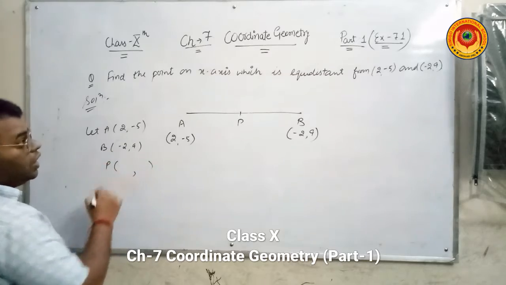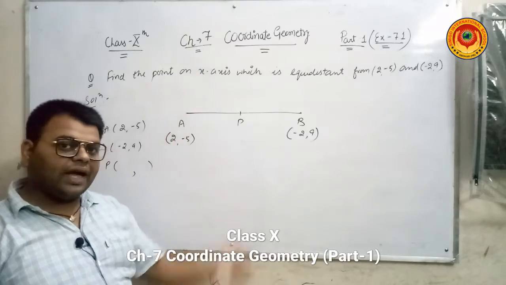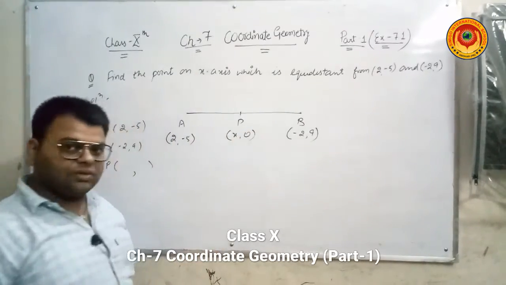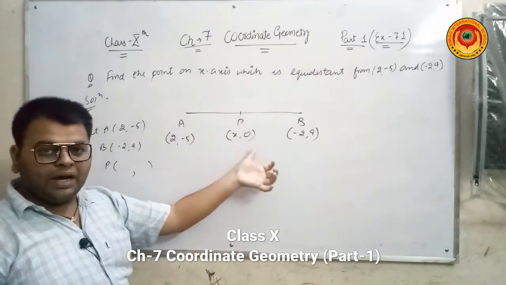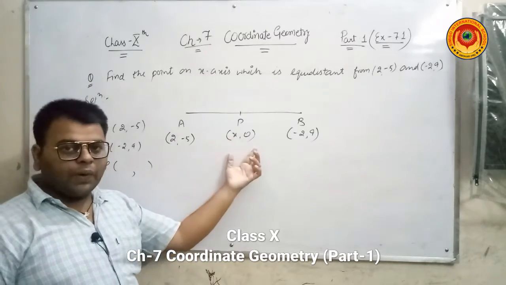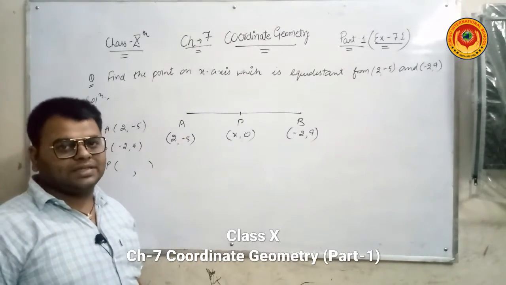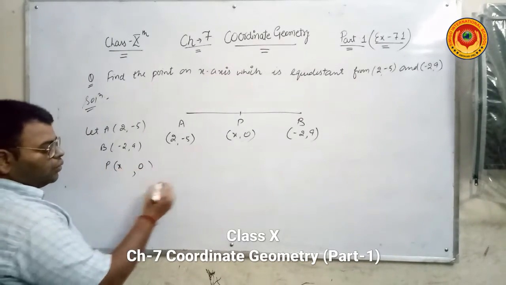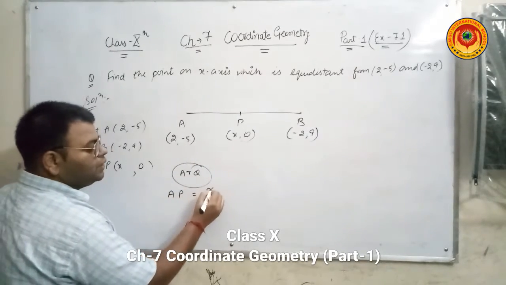Now P. Question is the point on x-axis. If any point lies on x-axis, what's the coordinate? X comma 0. Why? Because on x-axis all the values of y are 0. Suppose if the question is on y-axis, then take it as 0 comma y. Is it clear? Now the question is about x-axis, so write it as x comma 0. So what is your P? X comma 0. Now according to the question, P is equidistant, means AP is equal to PB.